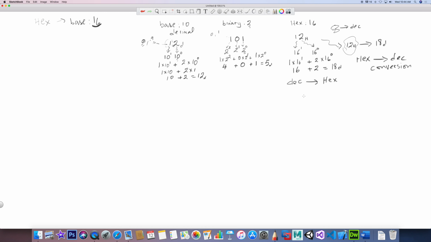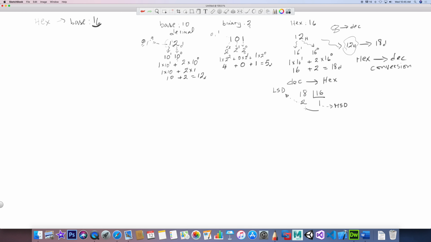Absolutely. So this time you take your 18, which is in decimal, and you're going to divide it by the base right here. You're going to ask yourself, how many 16s are in 18? Well, there is 1. 1 times 16 is 16. 18 minus 16 is 2. And remember now, this time will be your most significant digit, not a bit.